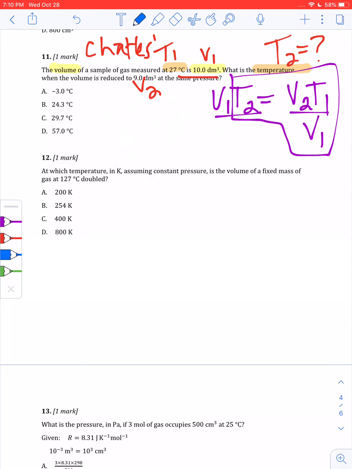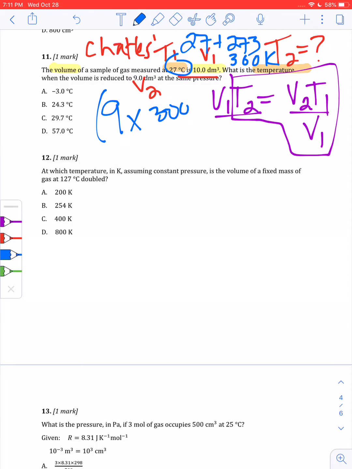Now if I come back here and plug my numbers in, V2 is 9. And then T1, here's the catch. T1 is 27 degrees Celsius. But if you remember up in your notes, anytime we do calculations with gases, we always need to change temperatures to Kelvin. Don't forget that. So I need to add 273 to that 27, and it's actually going to be 300 Kelvin. So I have 9 times 300, and then the V1 on the bottom, that's this 10 from right here.